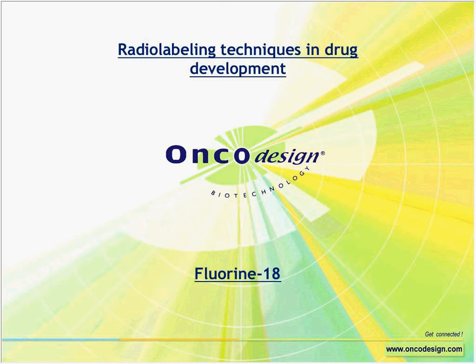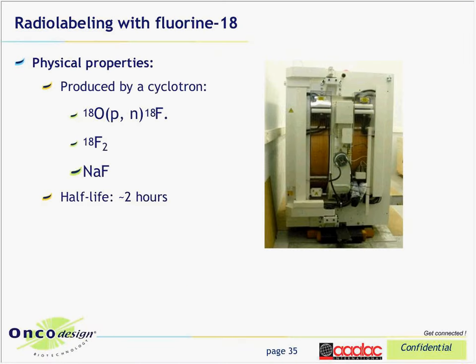Another isotope that is of interest is fluorine 18. Fluorine 18 is produced via a cyclotron. You have here the reaction, usually using H2O water, and the pictures on the right show a cyclotron, and you can have fluorine F2 or fluoride.